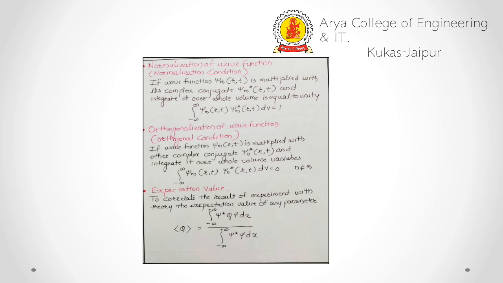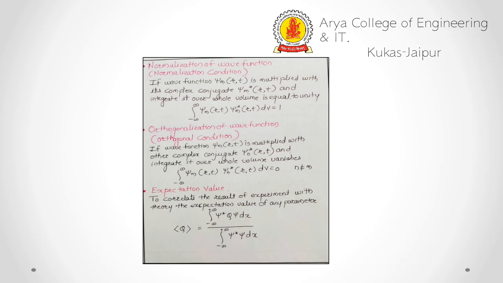Now if the result vanishes, meaning it is equal to 0, then both these wave functions psi m and psi n are called orthogonal wave functions. Here make it clear that both these wave functions are different, so we have written n is not equal to m. Now let's move to another important property, that is expectation value.